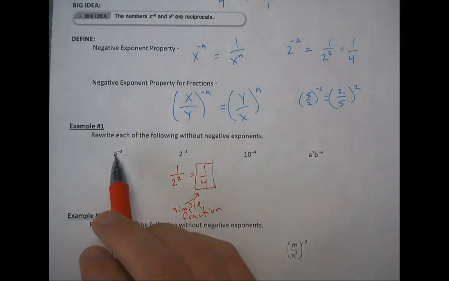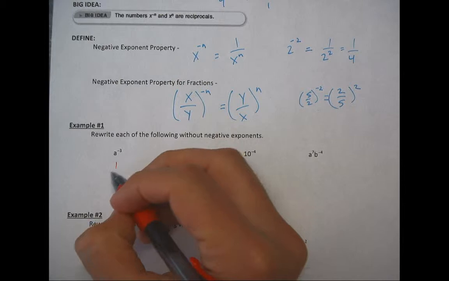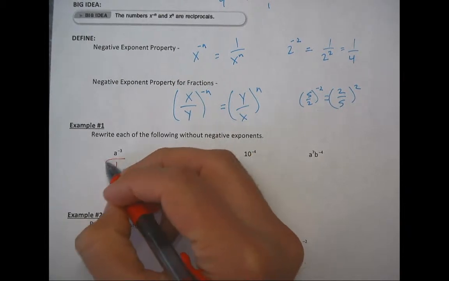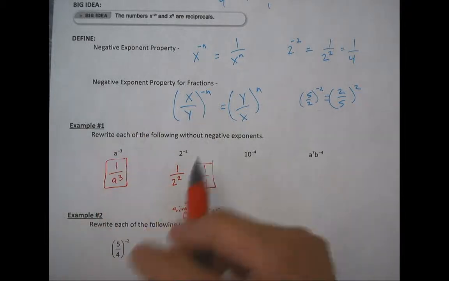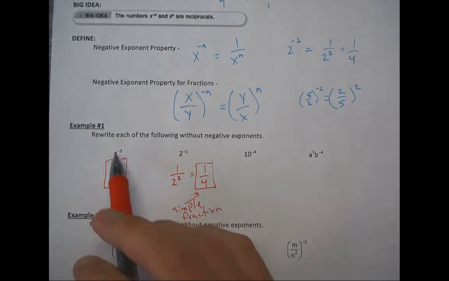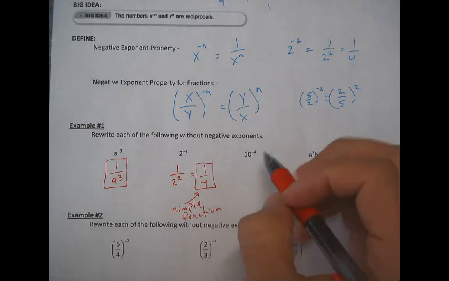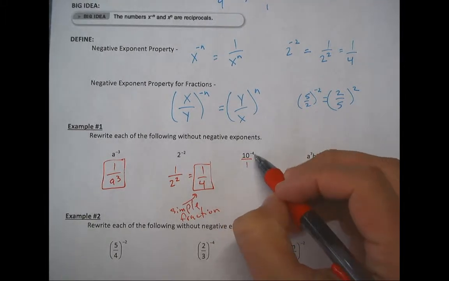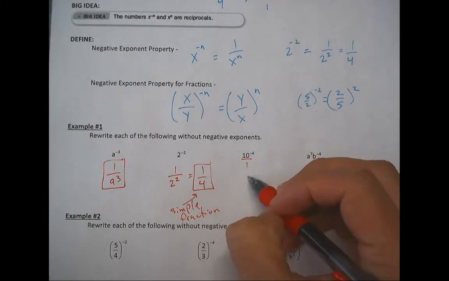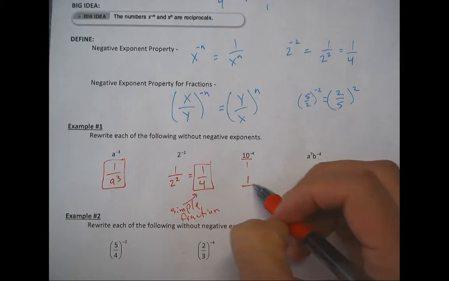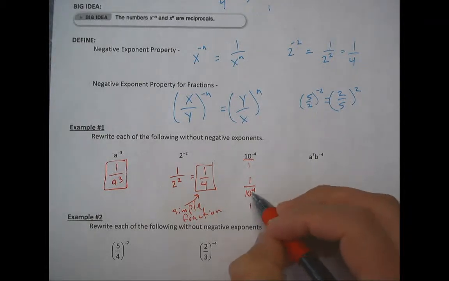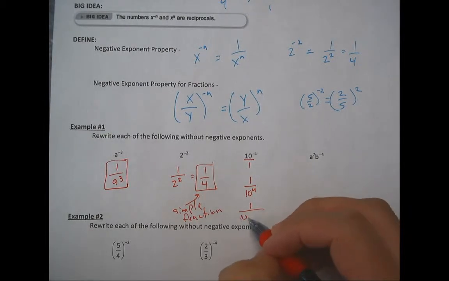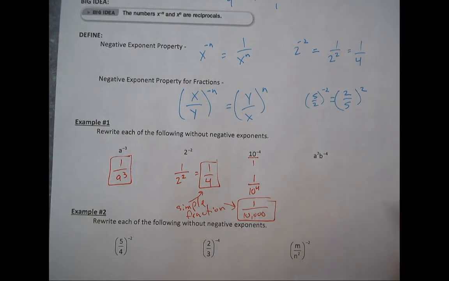So following the same logic, a to the negative third is the same as 1/a to the positive third. So this is really over 1. Reciprocal, 1/a. Negative 3 becomes positive 3. Same thing here. This is really over 1. If I want to make this positive, I'm going to take the reciprocal and flip it. So 1/10 to the positive 4. Making it a simple fraction, I'm going to expand 10 to the 4th, and that's 10,000. So there's my simple fraction.